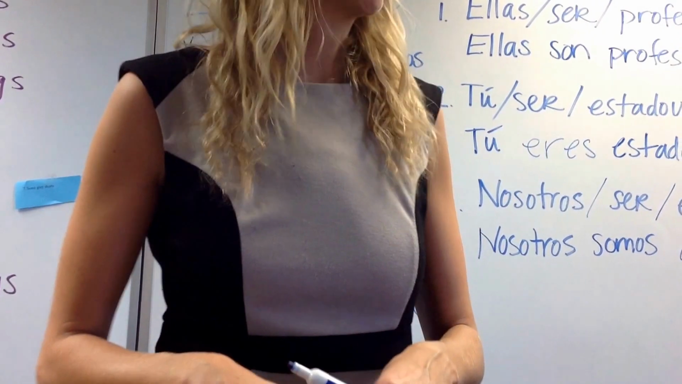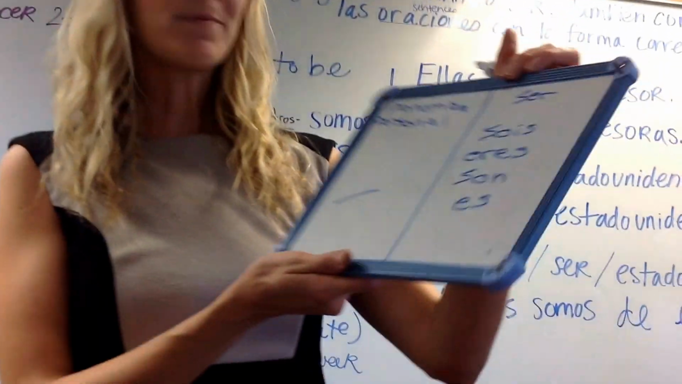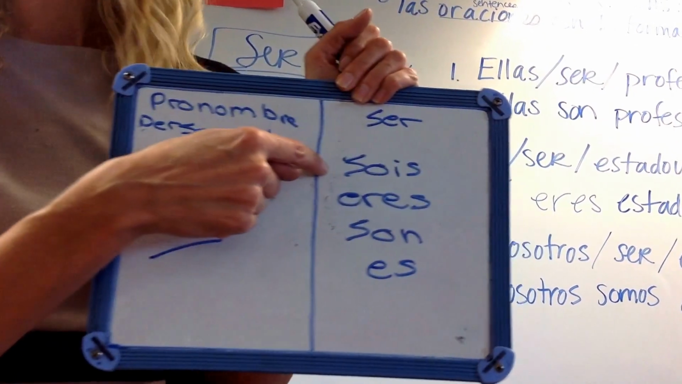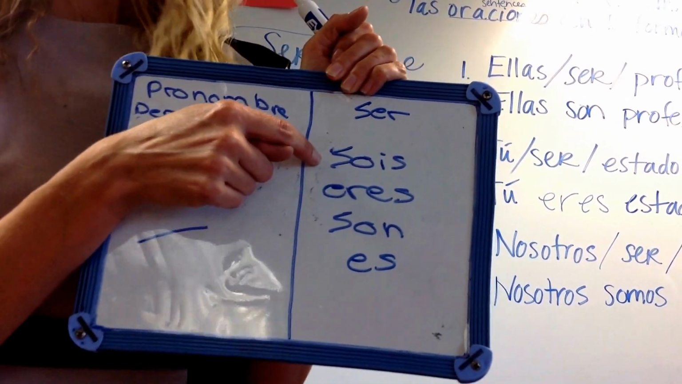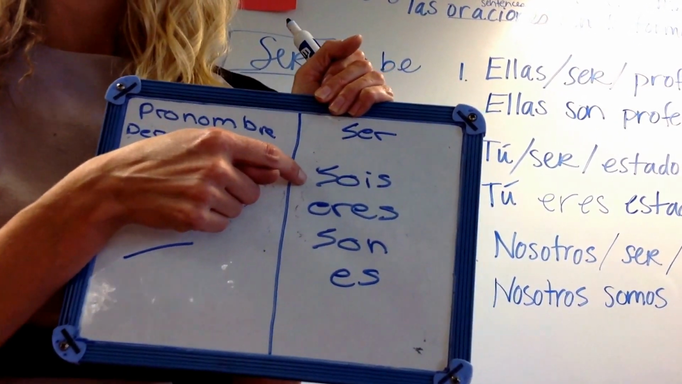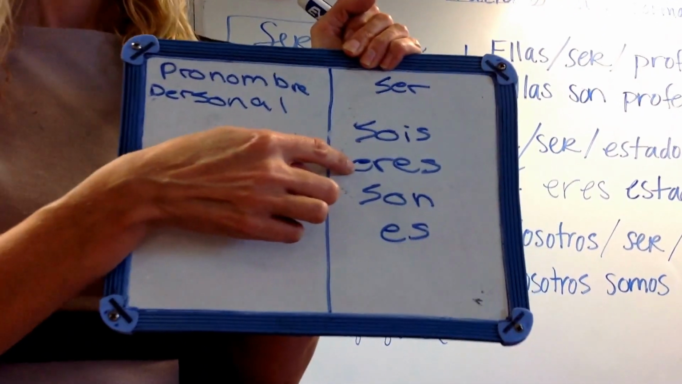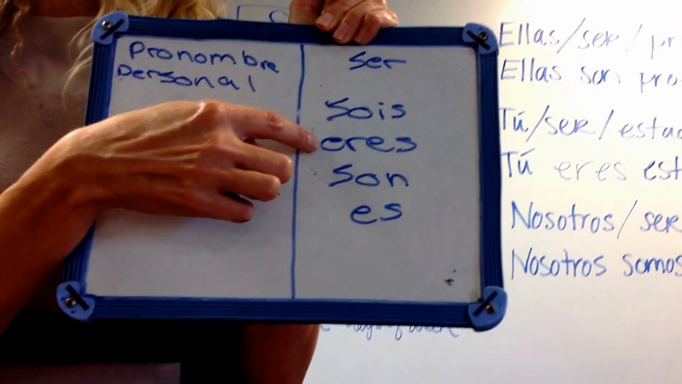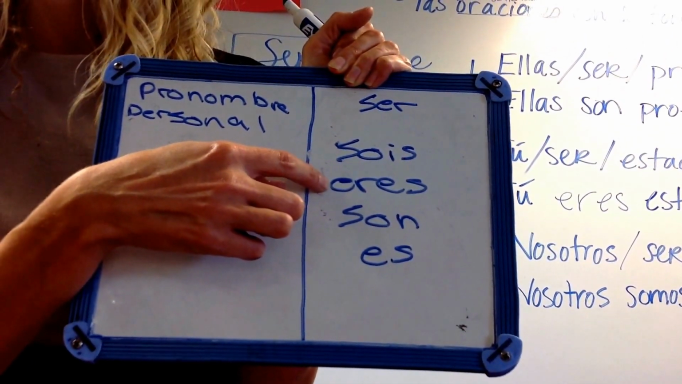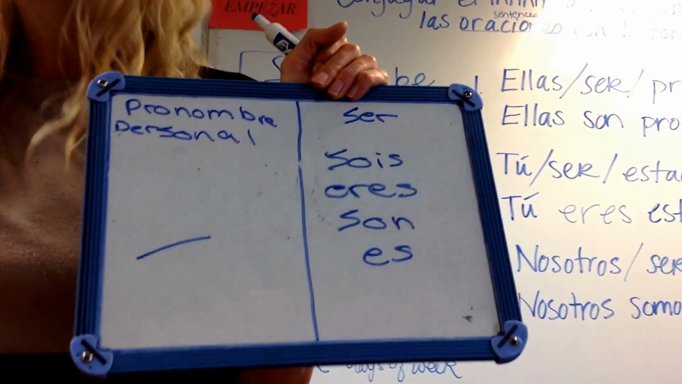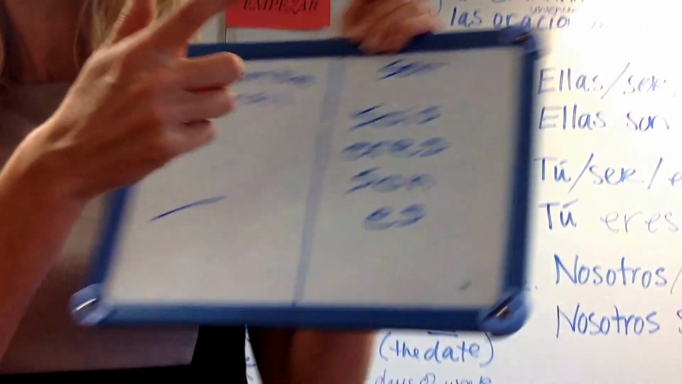Nice. There we go. Okay, everybody check it off on your whiteboard. Put a check mark when you have this one. We have, repite, sois. What personal pronoun does sois go with? Vosotros, you guys. We have, repite, eres. What does eres mean? You are, informal. So again, you informal are and you guys are.